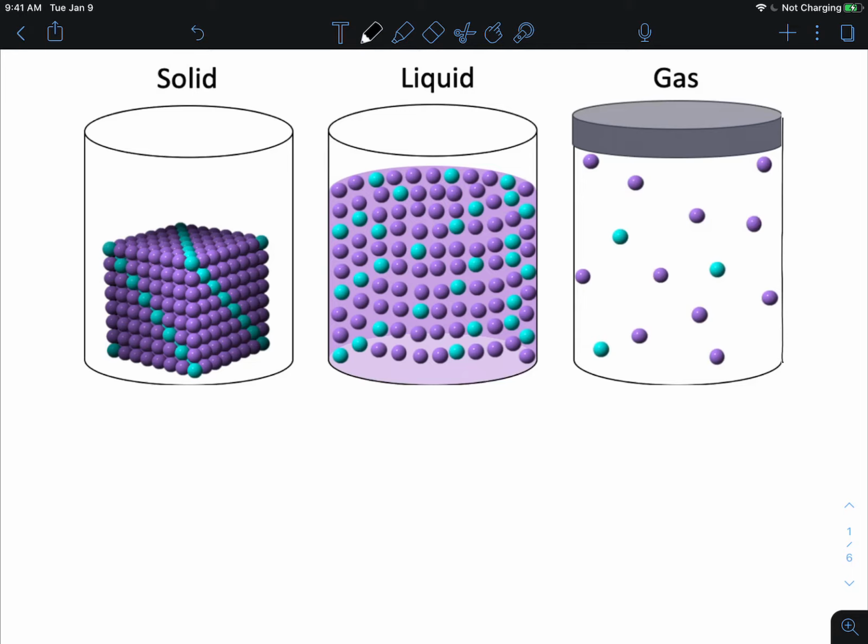So a gas is considered a very dispersed state of matter where all the particles are very, very far apart from each other. So particles are considered infinitely far from each other.